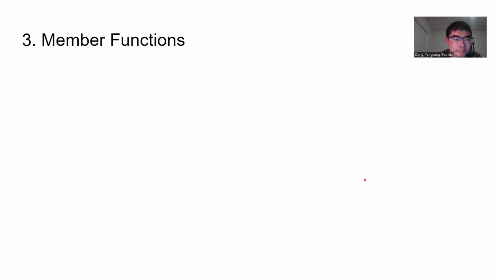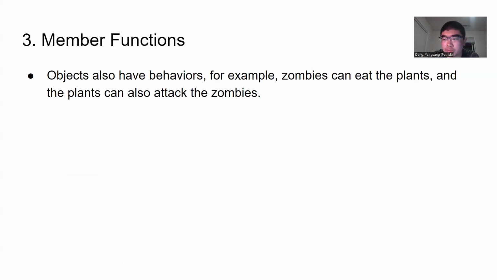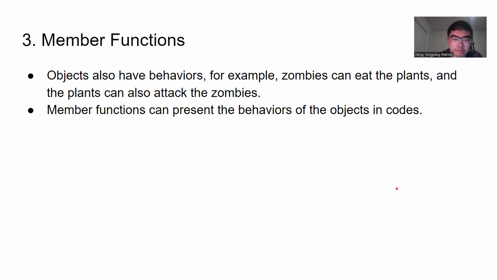So next one, member function. Objects can also have behaviors. For example, zombies can eat plants, plants can attack zombies. Like in real life, if you want to implement a cat, a cat can run, can eat, can also climb trees. So if you want to write something about the object, you may try to mention its behaviors. And in Python, in OOP, we use member functions to represent the behaviors of the object in the code. Yeah. So to allow the object to do something, kind of.